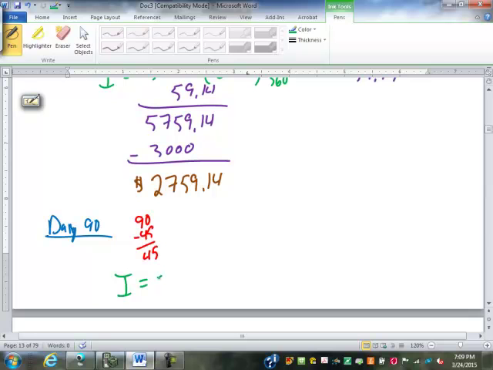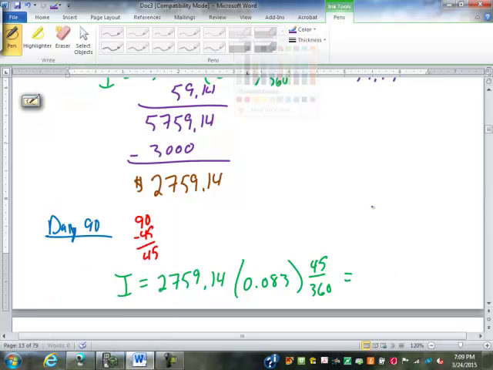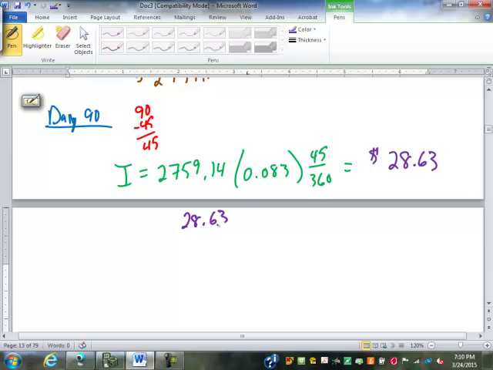So we have our new principal of 2,759.14 times 0.083 times 45 over 360. That comes to 28.63, so we add that on. $2,787.77 is the balance due.